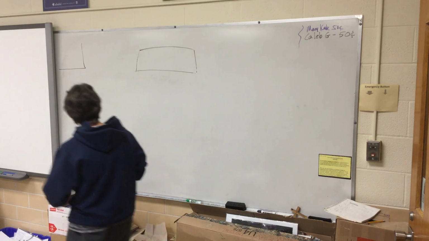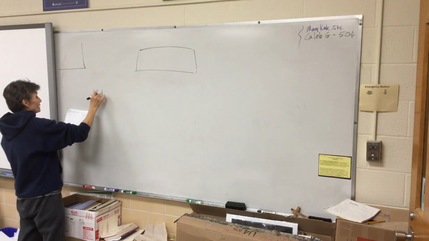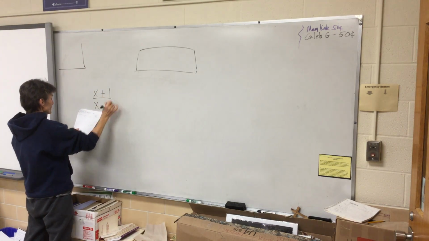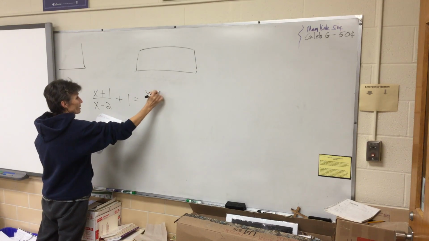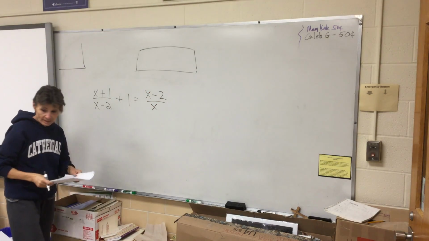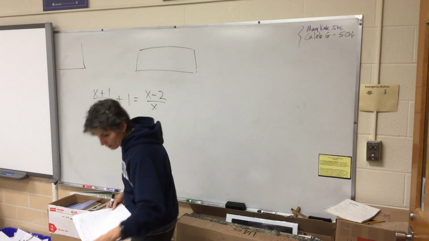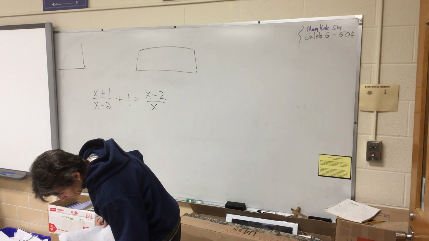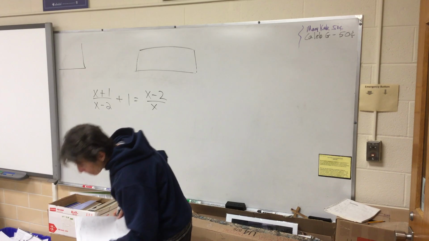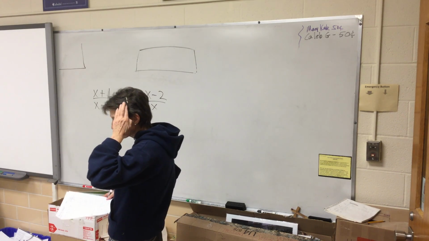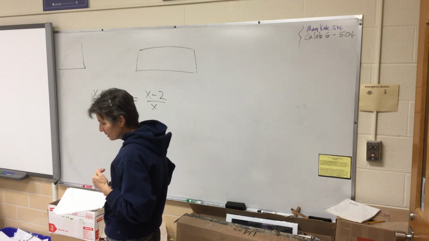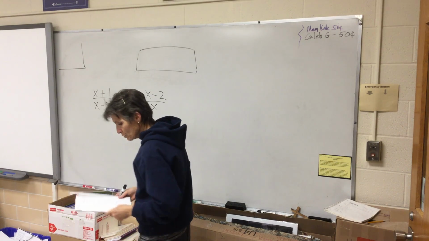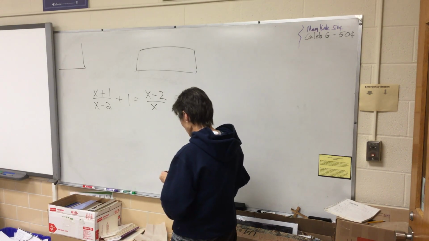And the first problem says solve. So we've got a little rational equation that needs solving. So, who's got an idea? Oh, please someone. Get a common denominator. Yeah, we're going to multiply through by the common denominator.